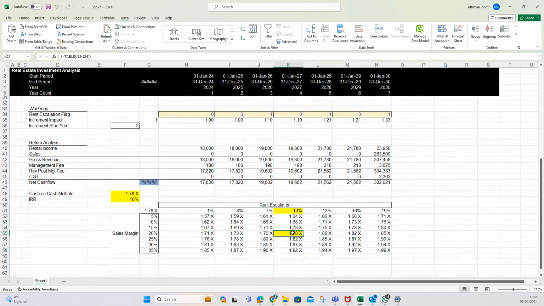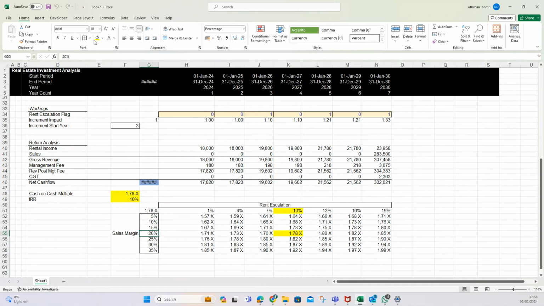So as you can see at 10-20%, we have a 1.78 return. If we increase our rent escalation from 10% to 13% while keeping the sales margin at 20, we get a better return. And at 7% with a 35% margin, we get more. So this is the sweetest spot, guys. This is the sweetest spot.